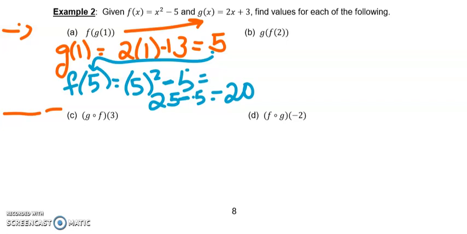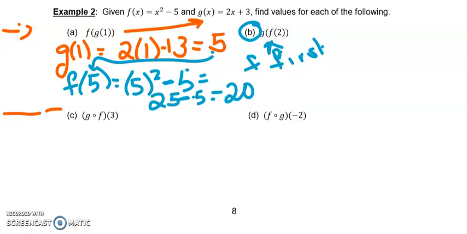Now I'm going to leave B for you. Notice in B, F is first, okay? You're going to go into the F function first. F first. I'm going to leave C to you, and I'm going to hang out here and do D. So D starts with G again. Mine are starting with G. Yours are starting with F's.